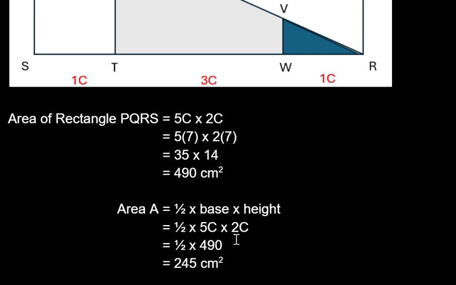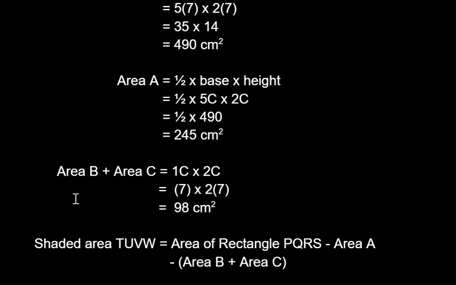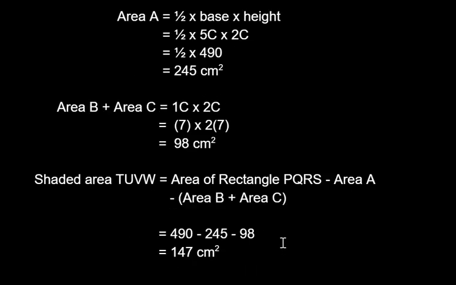Then the last part is area B plus area C, which is 2C times 1C, and that will give you 98 centimeters square. And the shaded area is, of course, the area of the rectangle PQRS minus area A minus area B plus area C, which is 490 minus 245 minus 98, and you get 147 centimeters square.